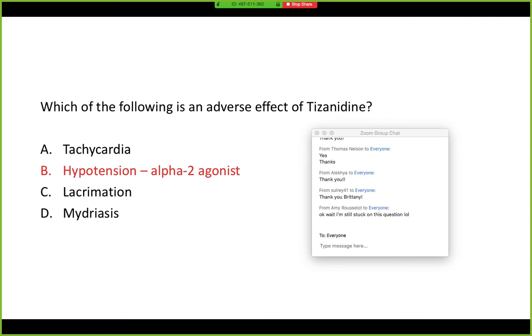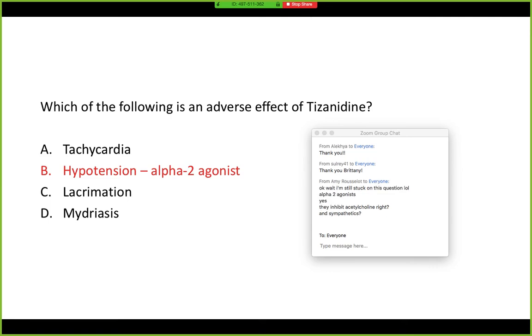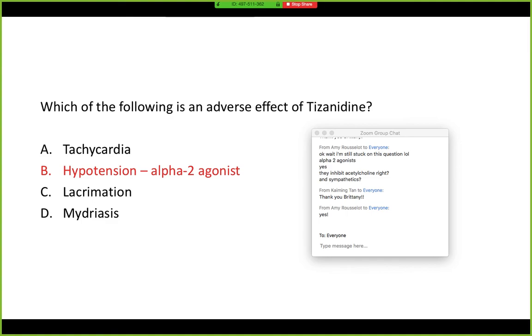I'm still stuck on this question. You mean this last question about tizanidine? Yeah. Okay. So, do you remember that your alpha 2 agonists are Gi protein coupled? You remember the kiss and kick mnemonic? So alpha 1, alpha 2, beta 1, beta 2. Yeah. So alpha 2 is Gi protein coupled, so you're going to inhibit your sympathetic outflow.